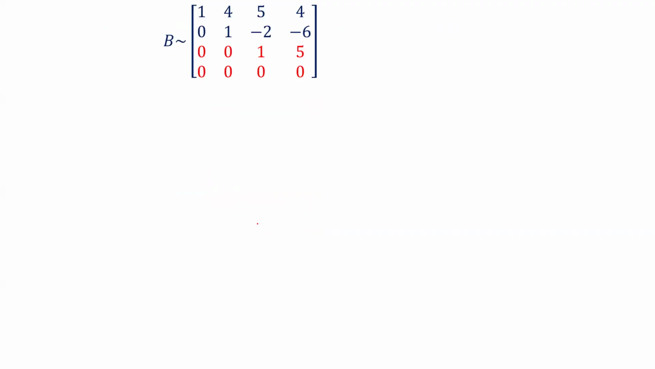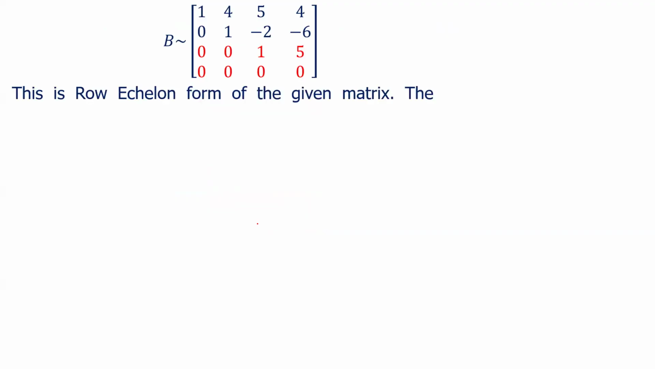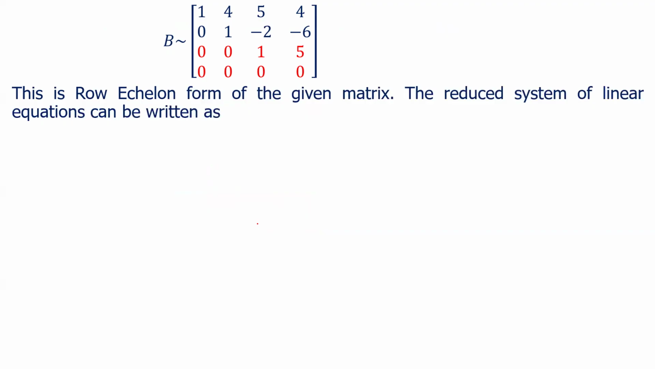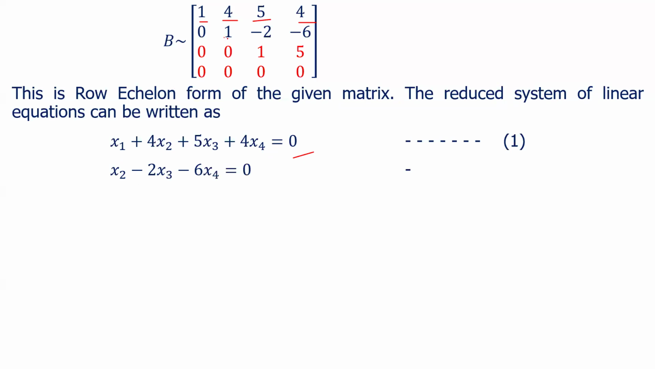B is equal to 1, 4, 5, 4. This is the row echelon form of the given matrix. The reduced system of linear equations can be written as, let us convert into the linear equations form. x1 plus 4x2 plus 5x3 plus 4x4 equal to 0, first equation. Second equation is x2 minus 2x3 minus 6x4 equal to 0. Third equation is x3 plus 5x4 equal to 0.